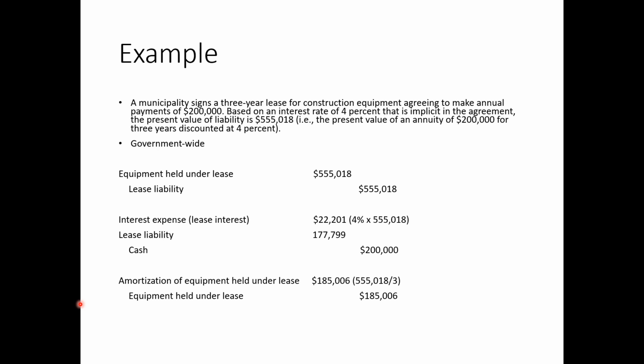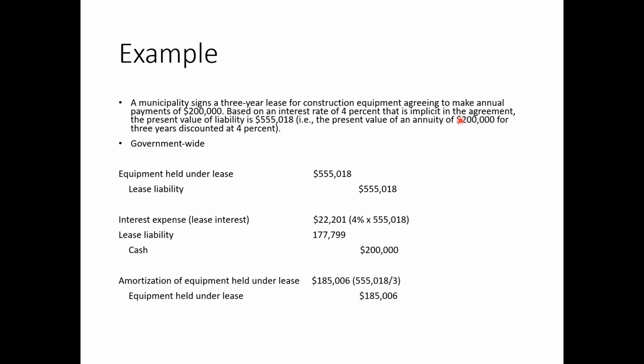So let's see this example. A municipality signs a 3-year lease for construction equipment, agreeing to make annual payments of $200,000 based on an interest rate of 4% that is implicit in the agreement. The present value of the liability is $555,018. So this is the present value of the annuity, right?